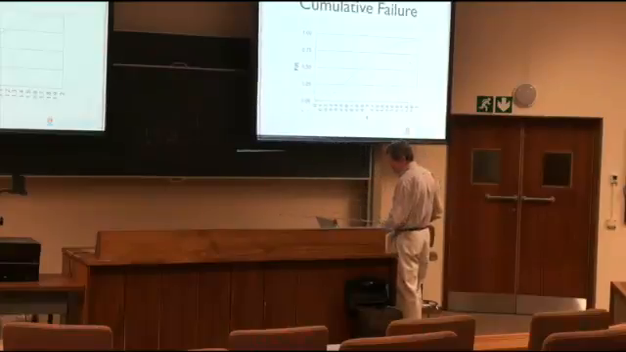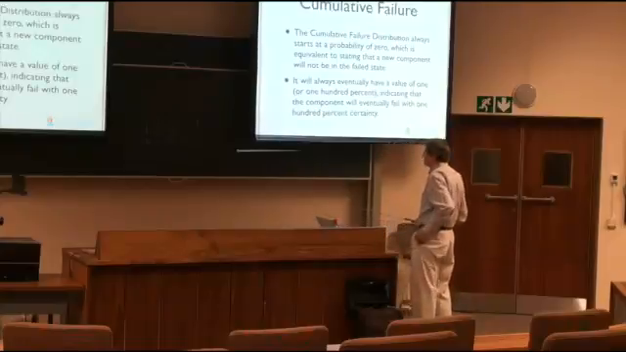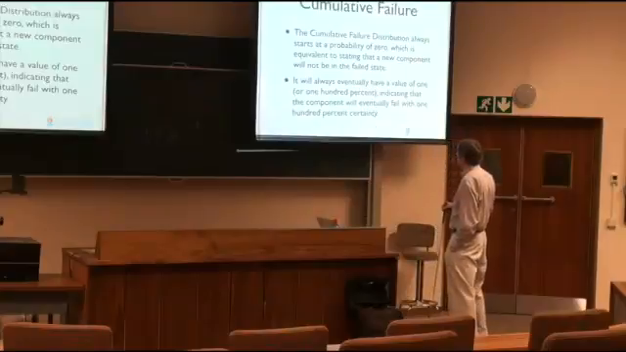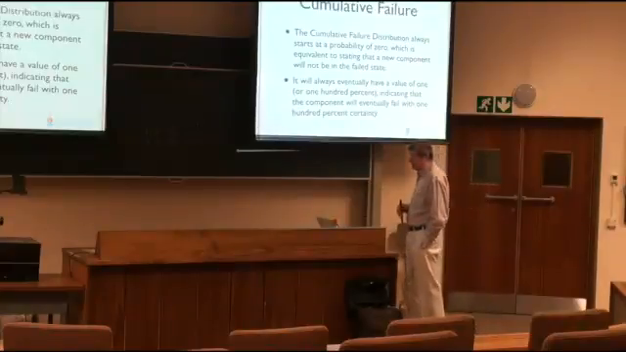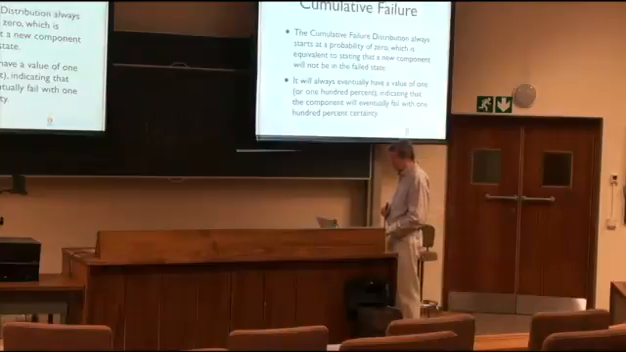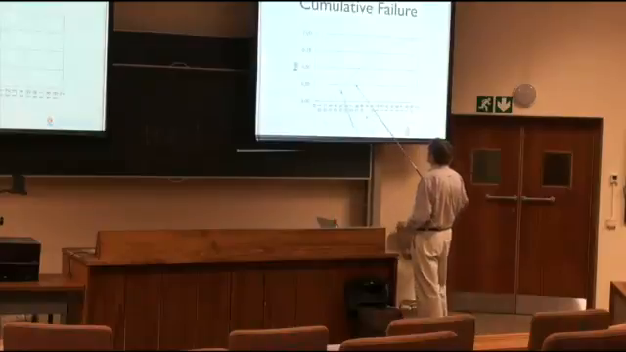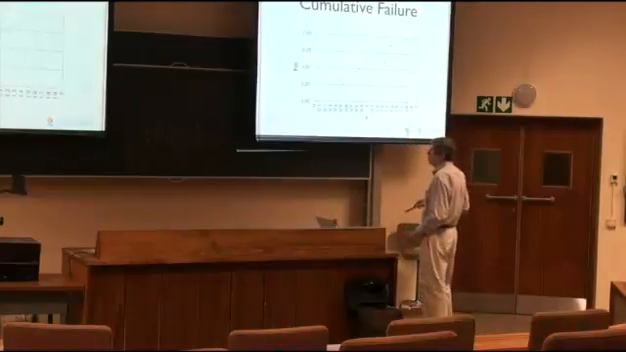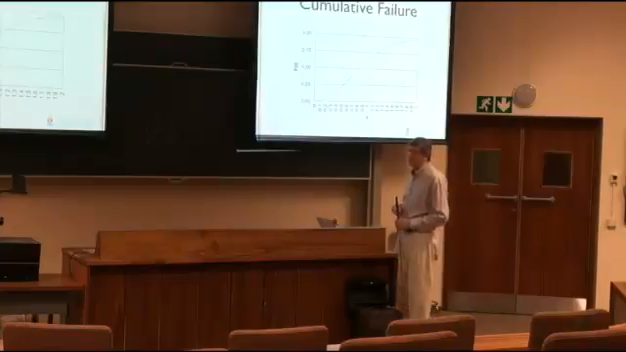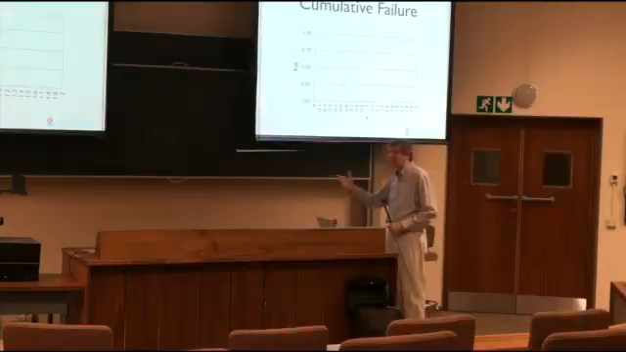The second thing that we say is that it will always eventually have a value of 1 or 100%. Why? That indicates that the component will eventually fail with 100% certainty. So, thus, eventually it will end up at 1 or 100%, which is then that integral from minus infinity to infinity, the value there, will give me that line.